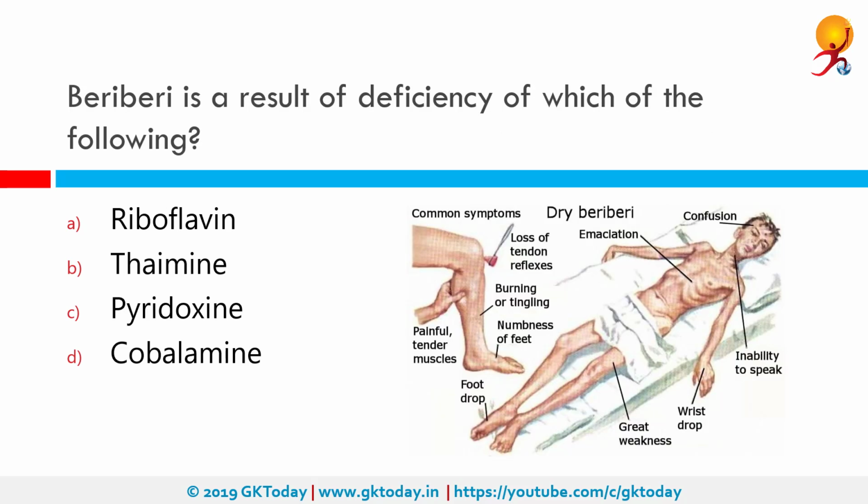Beriberi is a result of deficiency of which of the following? The correct answer is thiamine. Thiamine or vitamin B1 deficiency produces beriberi, which is also associated with Wernicke-Korsakoff syndrome and optic neuropathy. Beriberi is a neurological and cardiovascular disease. The three major forms of the disorder are dry beriberi, wet beriberi, and infantile beriberi.